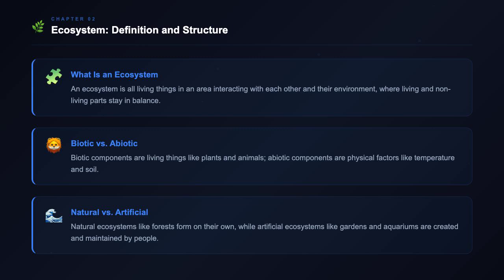Ecosystems can be natural or artificial. Natural ecosystems form on their own, like forests and oceans. Artificial ecosystems are made by people, like gardens and aquariums.